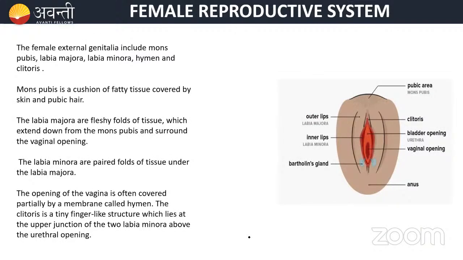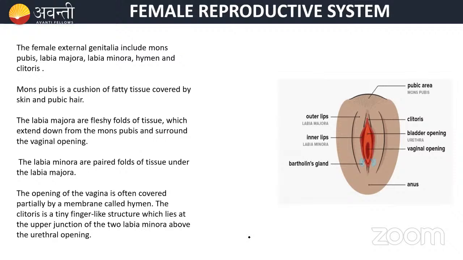Now, the female external genitalia includes the mons pubis, which is a cushion of fatty tissue covered by the skin and the pubic hair. Inner to the mons pubis, the labia majora are present, which are fleshy folds of tissue. Inner to the labia majora, the labia minora are present, which are also folds of skin.